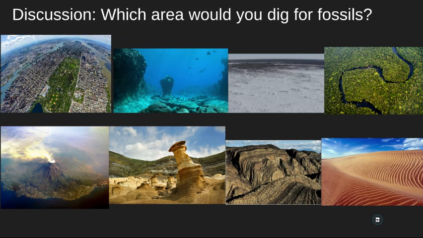I want you to take a guess right now, looking at all these different locations. So this is Central Park. This is on the ocean floor. This is the Arctic tundra. This is the Amazon rainforest, a volcanic island, a dried up river canyon, a mountain range, and then the desert. Practically speaking, when you're digging for fossils, you're literally digging with a shovel and a brush. So this would be very difficult for you to get down there, although there probably are lots of fossils down there from ancient sea creatures.